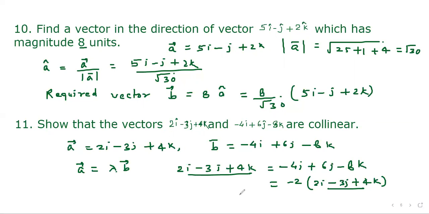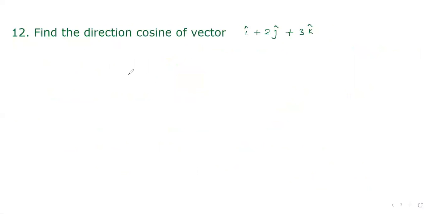Clearly, vector B is minus 2 times vector A. So lambda is minus 2. Hence, we can say that these two vectors are collinear. Now find the direction cosines of this vector.